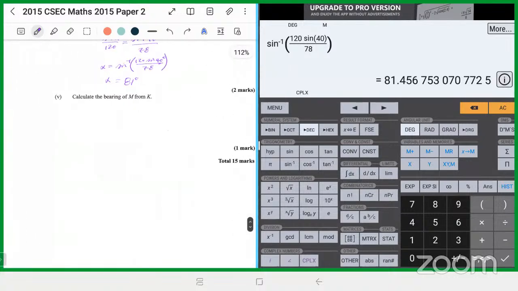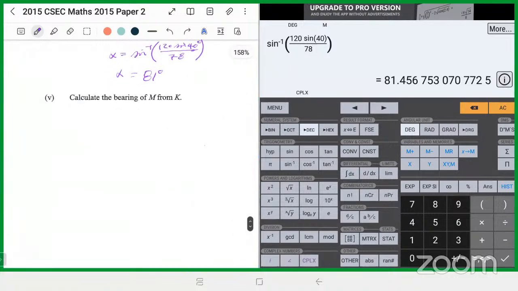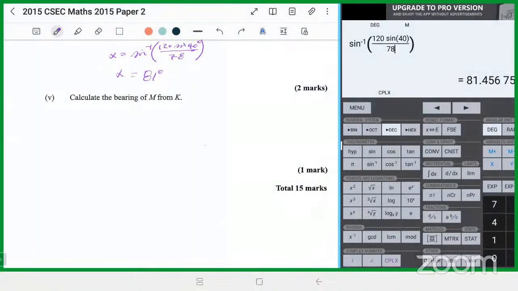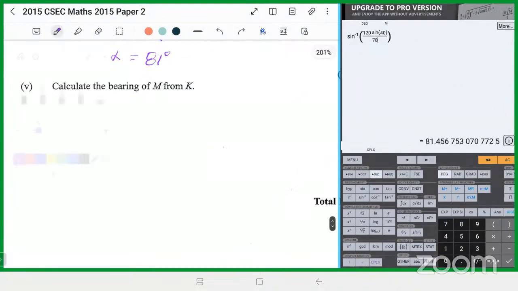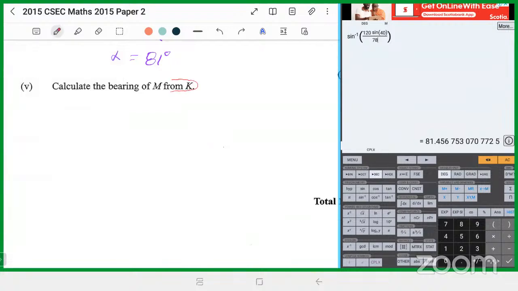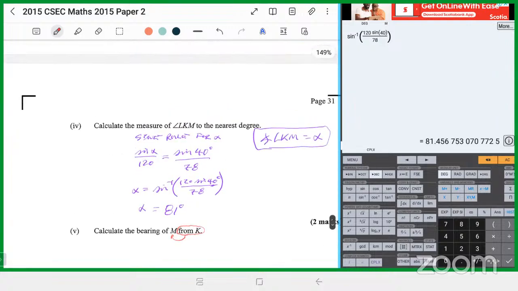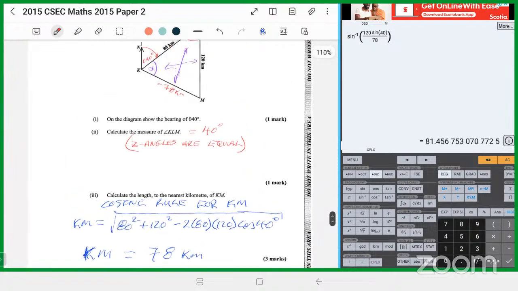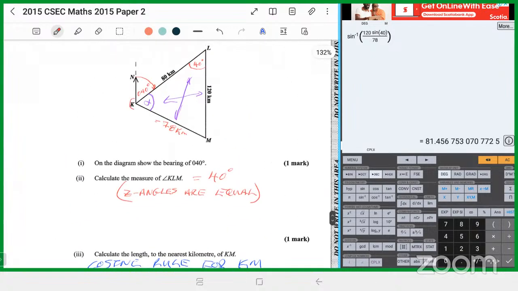Now they want the bearing of M from K. Again, always, guys, make sure you know the from position. The bearing is measured at the from position. So it's from K to M. Go on, look at the diagram and see what that angle is. So K is the from position. All right, so this is the from position.